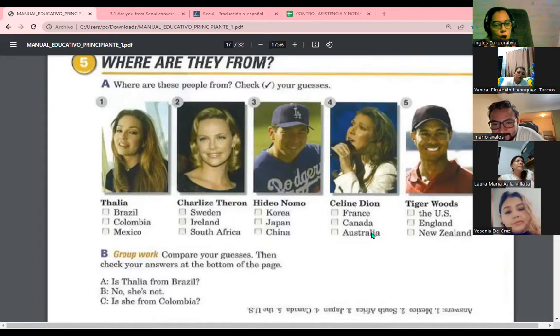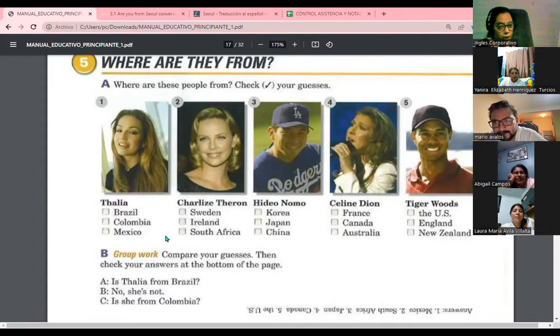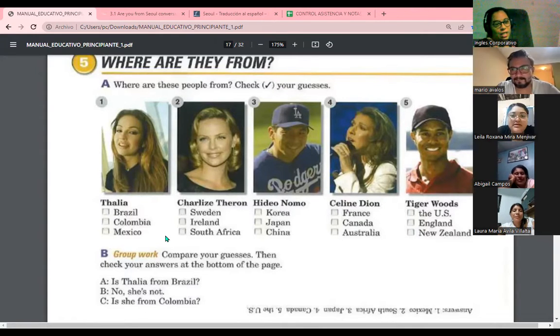Okay, where are they from? A ver. Talía, ¿de dónde está Talía? Let's take it to Talía. Mexico. Where is she from? From Mexico. Mejor ustedes saben. Okay, where is Charlize Theron from? Sudáfrica. ¿Sweden o Sudáfrica? Ay, no, Dios mío, pónganse claros. A ver, pregúntale a Google. About Charlize Theron. Charlize Theron, she is from? Sudáfrica.